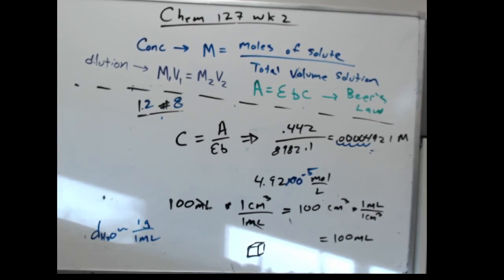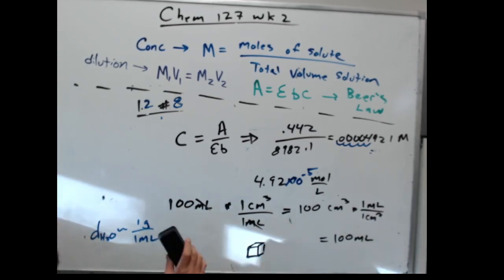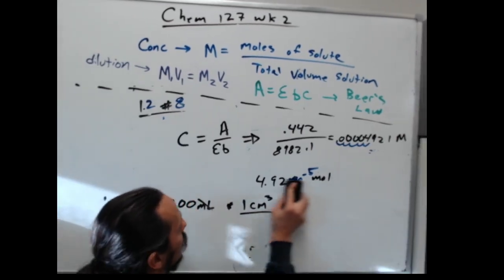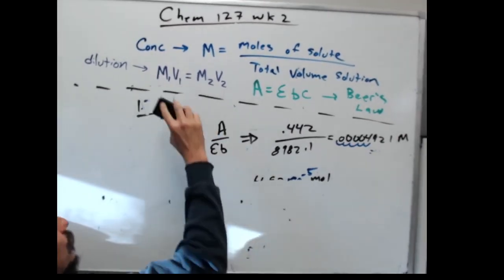Other questions? Yeah, I had a question. Yeah, go for it. So number 7 on 1.1 says 1 atom of gold weighs 3.27. Yeah, let's do that one real quick. I'm going to erase all of this. We're going to go back to 1.1.